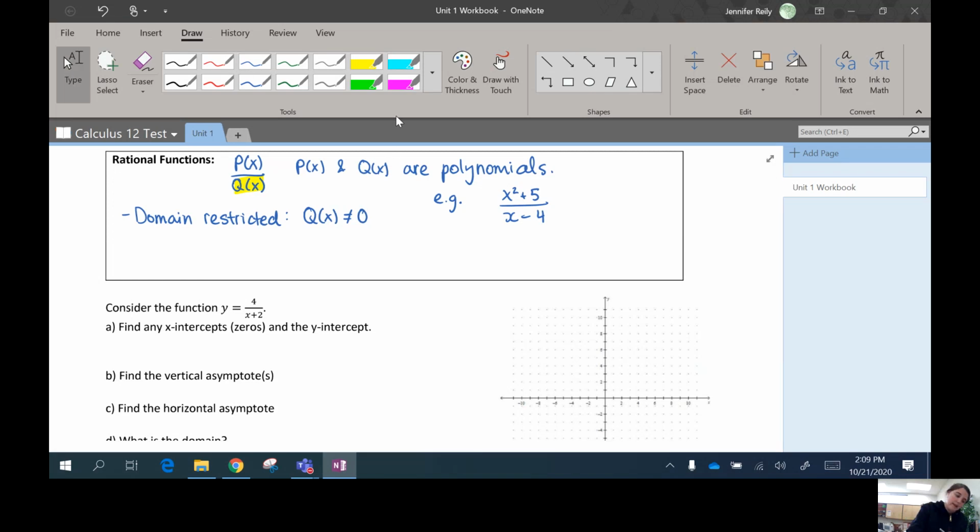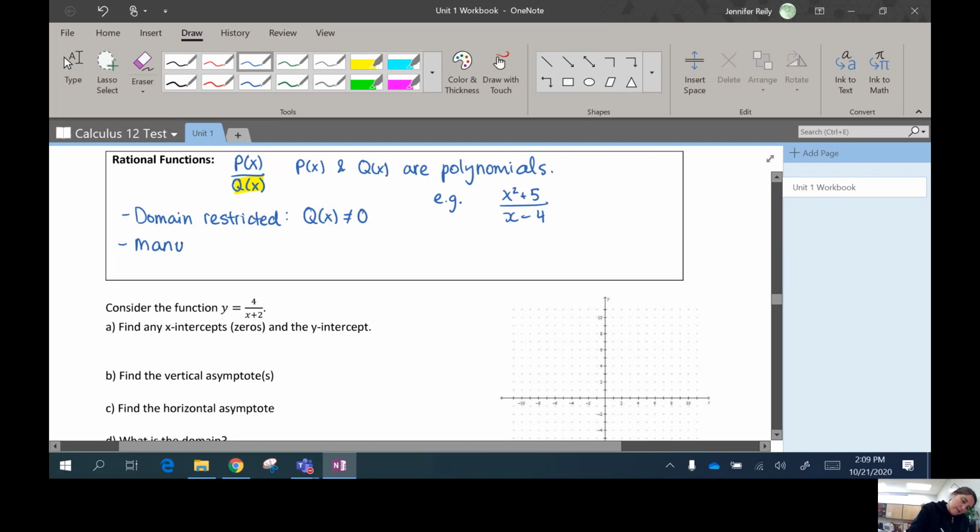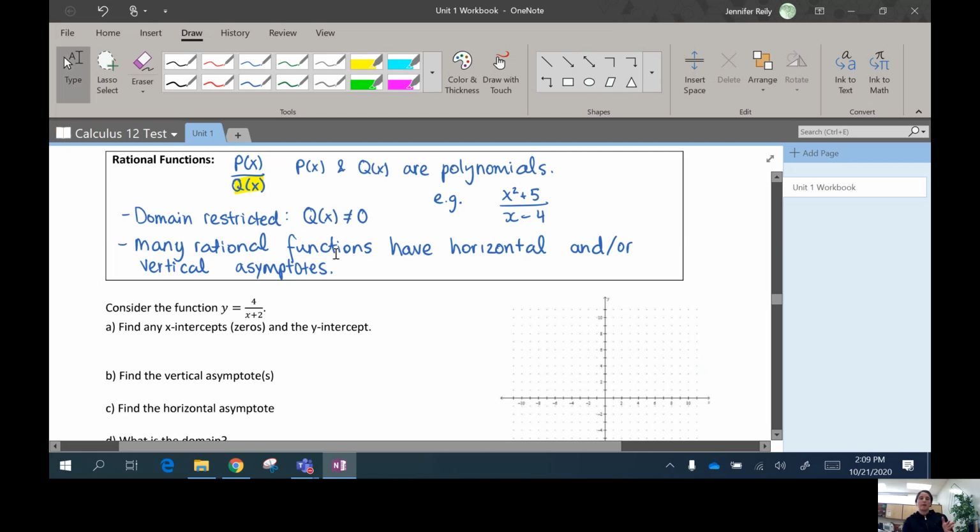And many rational functions have horizontal and/or vertical asymptotes. We're going to see that in the example down below. So an asymptote, remember, is a line that your function approaches but doesn't cross, and gets closer and closer and closer to.